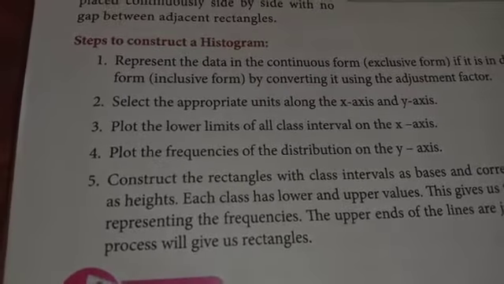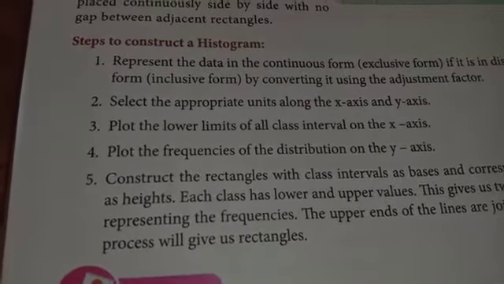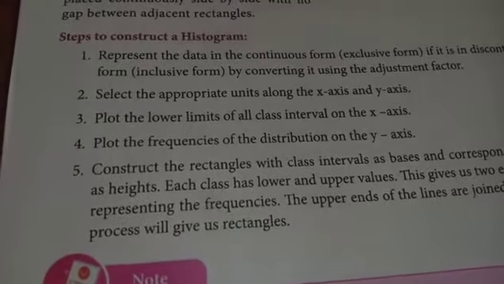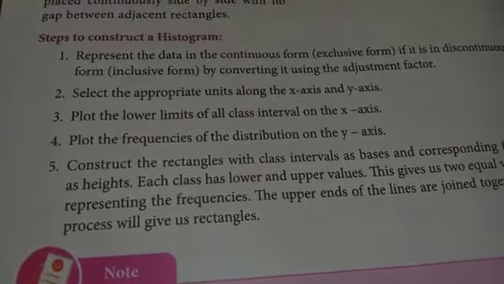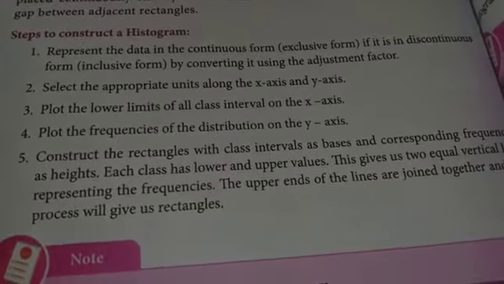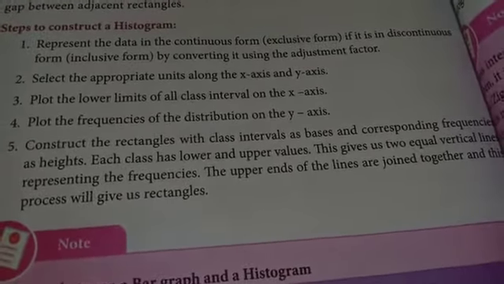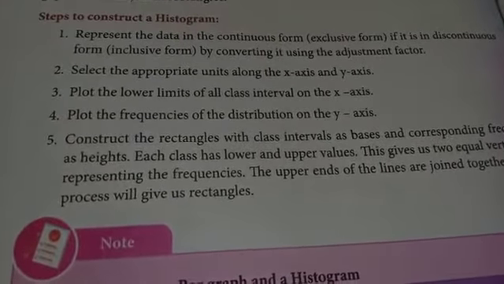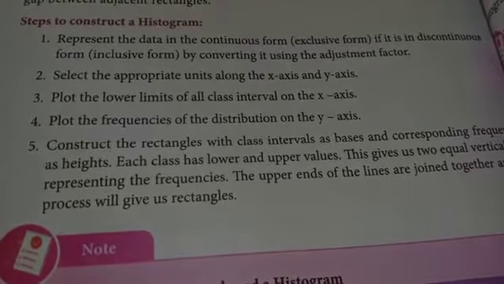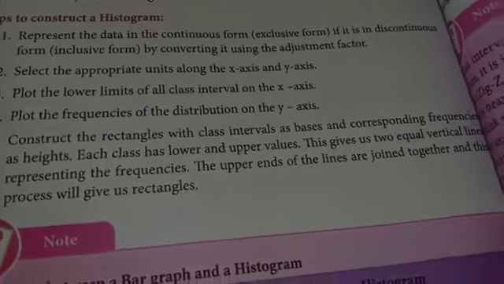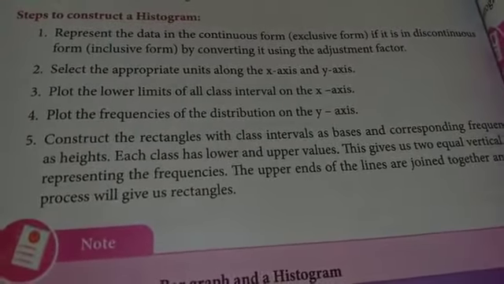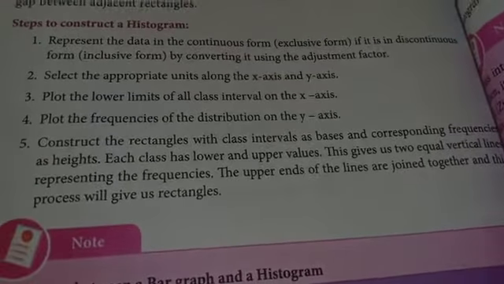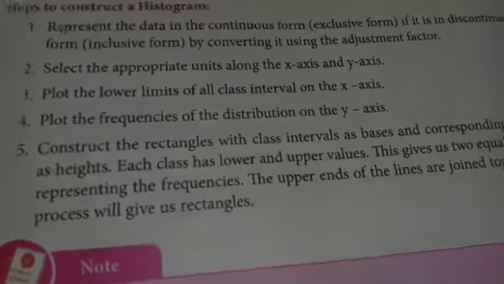Third, plot the lower limits of all the class intervals on the x-axis. Fourth, plot the frequency of the distribution on the y-axis. And last, construct the rectangles with the class intervals as bases and the corresponding frequencies as heights. Each class has lower and upper values. This gives us two equal vertical lines representing the frequencies. The upper ends of the lines are joined together and this process gives us the rectangles.